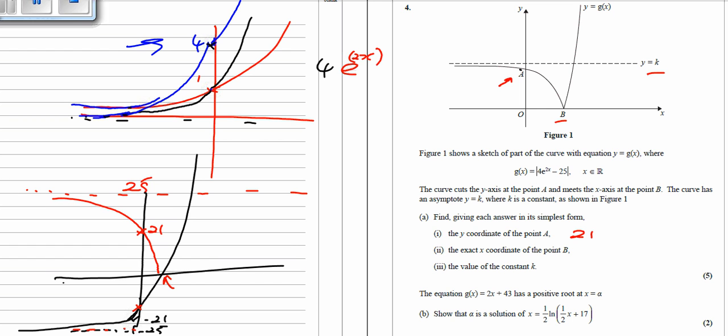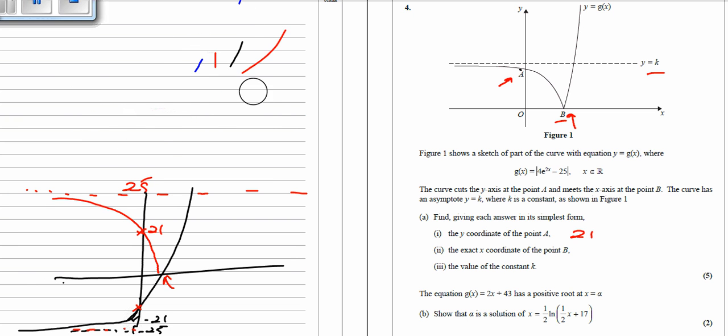The x-coordinate of point B. So what we've got to do is find out what the x-coordinate is. Now we know the x-coordinate is when y is 0. So we're going to let y equal 0. So 0 equals modulus of 4e to 2x minus 25. Now, we can actually get rid of the modulus brackets because the modulus brackets are only for this bit here.